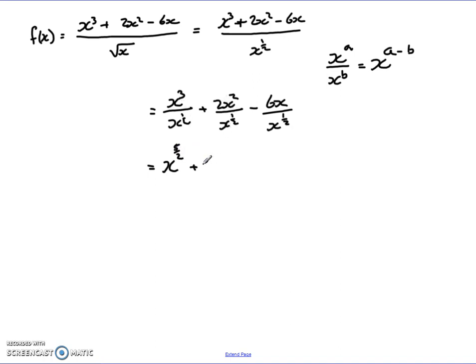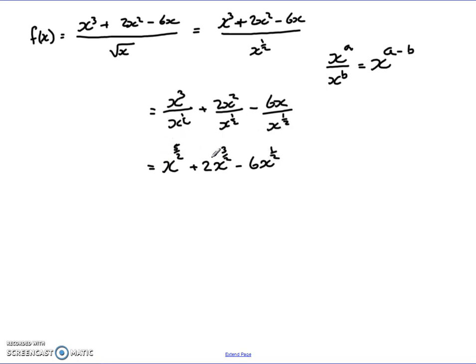Second one, the coefficient stays the same, so it's 2. It's x squared over x to the half, which gives me x to the 3 over 2. Minus 6, again, the coefficient stays the same. It's then x divided by x to the half. That gives me x to the half. Now, they're all fraction powers, yeah, but it's the format we want.